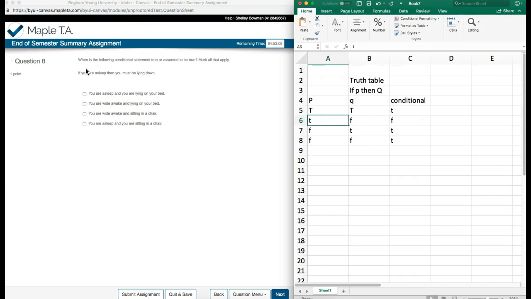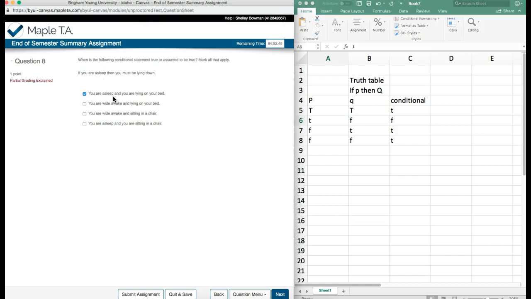So over here, I'm going to still look at it as my hypothesis and conclusion. If I am asleep, then I must be lying down. So if I confirm both of those as being true, then it'll be true. And so I want to mark all that are true. So let's go find the one where they're all true. You are asleep and you're lying in your bed. Okay, so that one's true. Now let's see when the hypothesis is true and then the conclusion is false, it didn't work, then that one's the only one that's false.